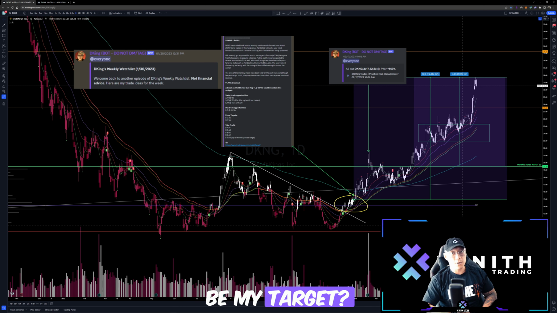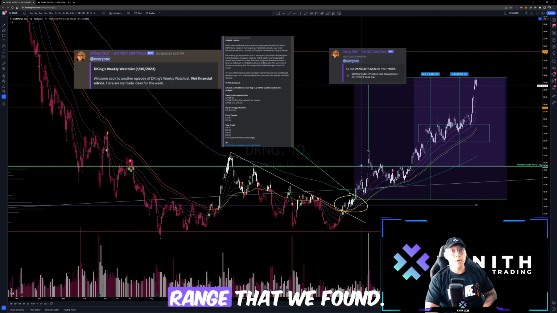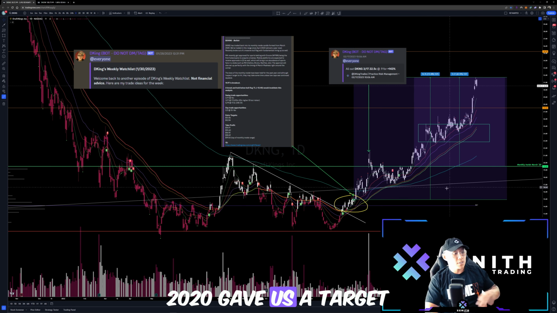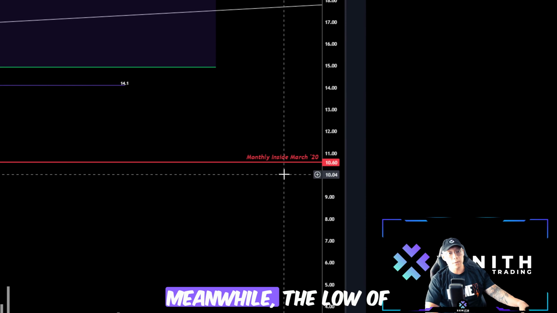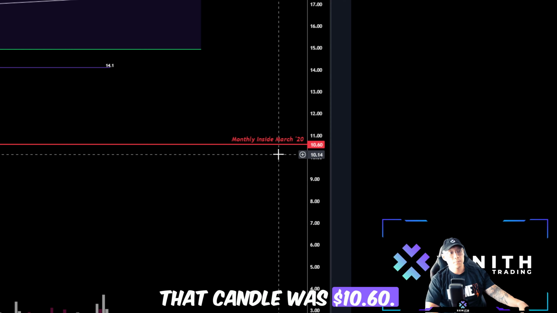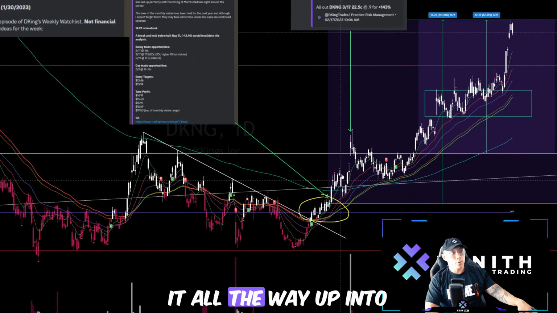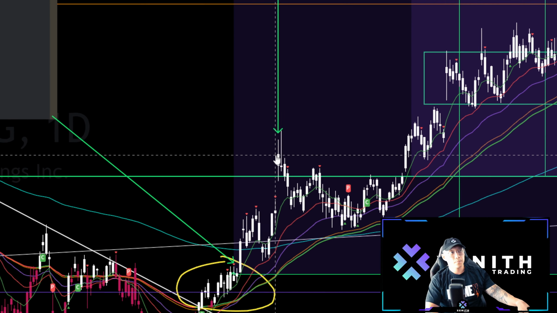Now, what would be my target? Well, the target would be the top of the monthly inside range that we found. So the monthly inside candle for March 2020 gave us a target of the high and resistance of 19.50. Meanwhile, the low of that candle was 10.60. So we entered around $13 or $14, and we rode it all the way up into our target, a little past our target, and we sold on this day.